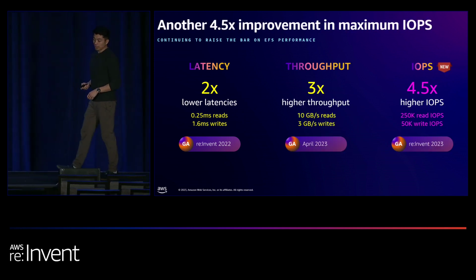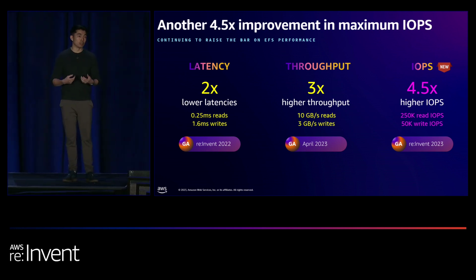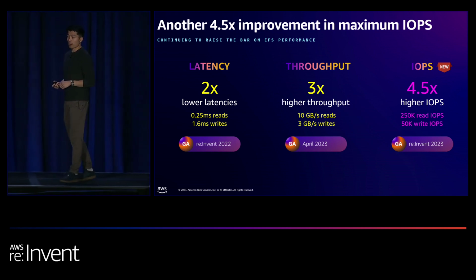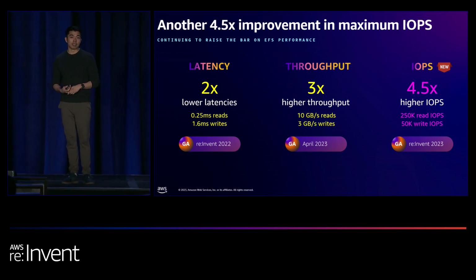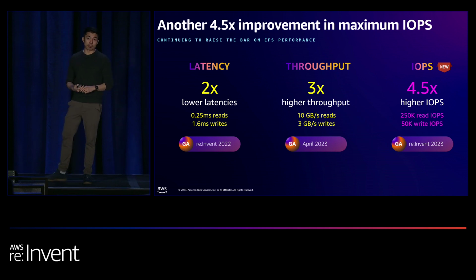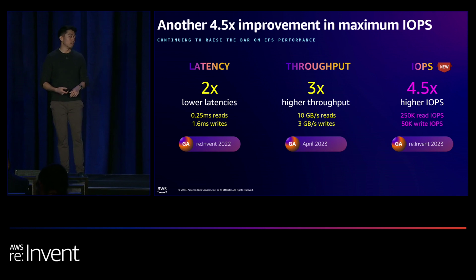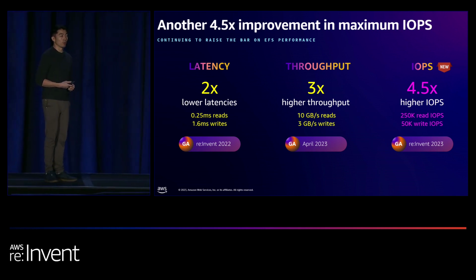And I'm happy to announce that at re:Invent this year, we're continuing to invest and deliver on IOPS scalability and have increased our maximum IOPS limits per file system by another 4.5x. So we now support up to 250,000 IOPS on the read side and up to 50,000 write IOPS on the write side. So making it even easier to deliver fully elastic shared file storage for high IOPS transaction-heavy workloads that customers are bringing to the AWS cloud.